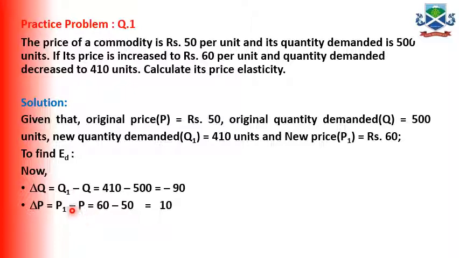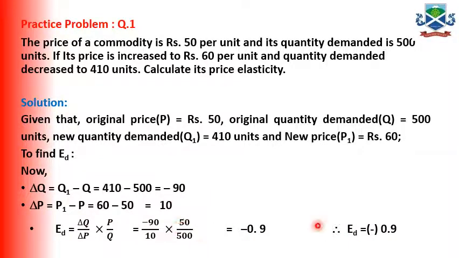Next one, change in price. New price is rupees 60 and original price was rupees 50. So we have plus 10 as the change in price. Now using the formula, delta Q by delta P multiplied by P by Q is equal to minus 90 divided by 10, multiplied by P, the original price, divided by the original quantity demand, that is 500, and if you solve it you will get minus 0.9.